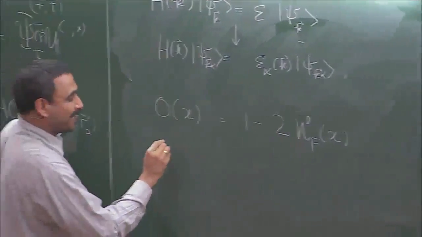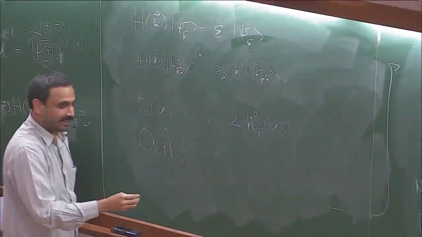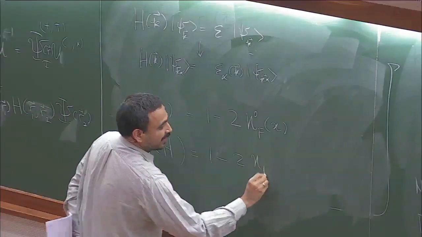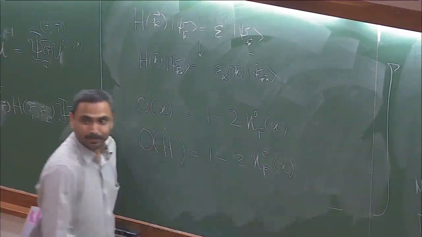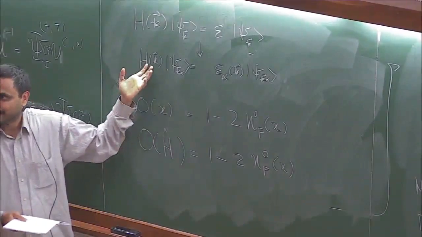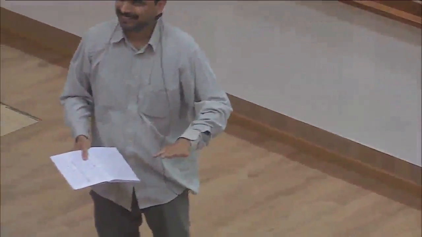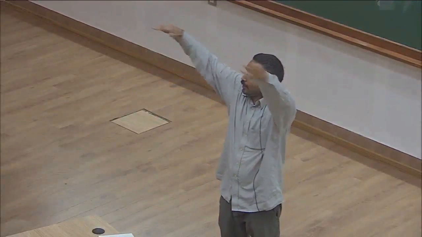And what do I do? I define a new operator. This is just h, so what will that be? 1 minus 2 nf0 of x. If I take this operator, it has the very same eigenstates as h of k, but its eigenvalues are either plus 1 or minus 1. If I'm in an occupied state, I have eigenvalue minus 1. If I am in an unoccupied state, I have eigenvalue plus 1. So effectively I'm just flattening out the bands. All occupied states are treated equally, all unoccupied states are treated equally.